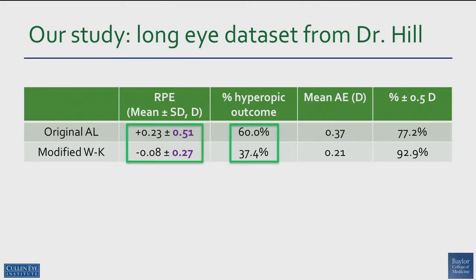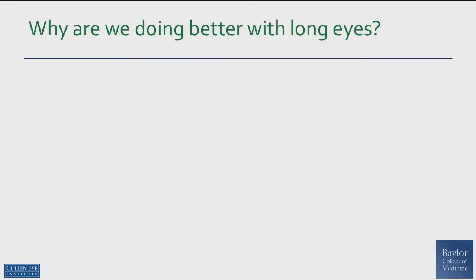The percent of hyperopes was reduced from 60 to 37%. The mean absolute error was reduced. And the percentage of eyes within a half diopter increased from 77% to 92%. And all of these were statistically significant. So I think these and the Barrett and the Hill are really advances for us.